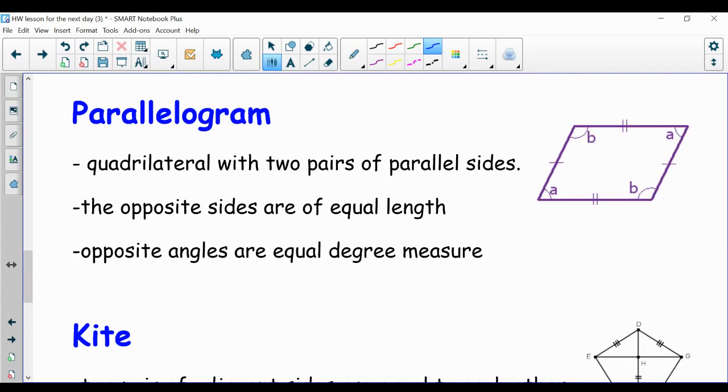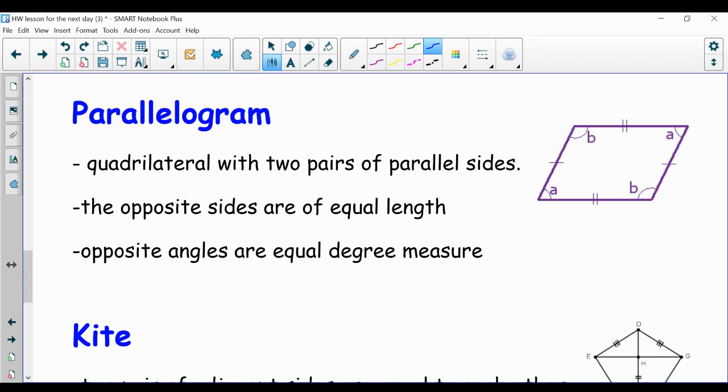So opposite sides, top and the bottom, and left and the right, they are parallel to each other. And the opposite sides are equal length, and also top and the bottom are equal, left and the right are equal. It seems like a rectangle, but a rectangle has all four angles at 90 degrees. That is the difference.